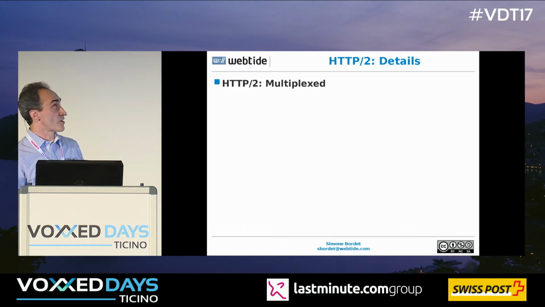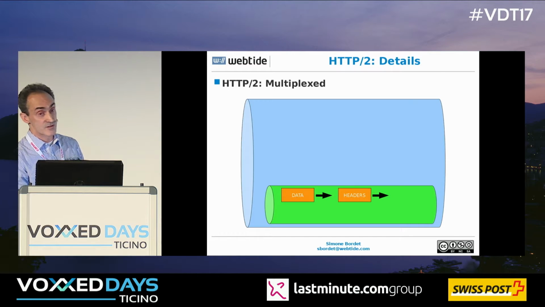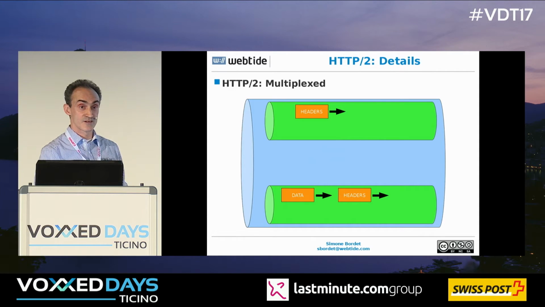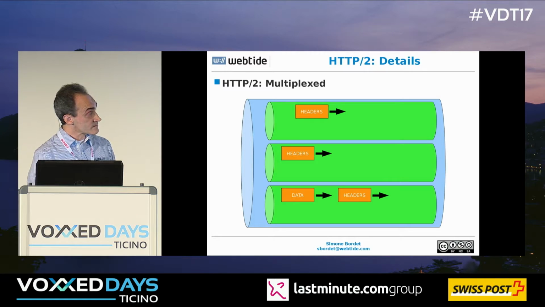Multiplexing solves this problem because this is how it works. The blue pipe here is the TCP connection. But in HTTP2, instead of sending just one request at a time, you can send multiple ones on the same TCP connection, okay? And these green pipes are called streams in HTTP2 parlance. This one was the first one that was opened. Then we opened this one, and then we opened this one.